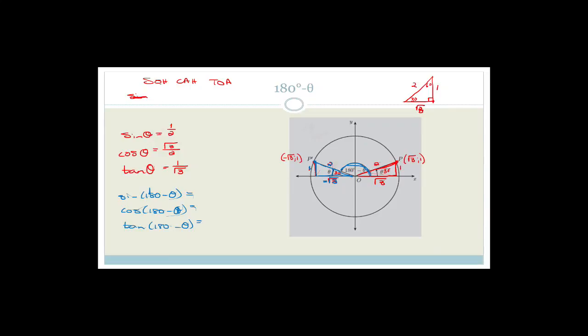So sine is going to be opposite over hypotenuse, it's 1/2. Cos is adjacent over hypotenuse, so it's -√3/2. And tan is going to be opposite over adjacent, so it's -1/√3. Okay, so do you see that we can obviously say that sine theta is the same as sine of 180 minus theta, okay? But that cos theta is equal to minus cos of 180 minus theta, and tan theta is equal to minus tan of 180 minus theta. So the only one it really works for is sine. Sine theta is equal to sine of 180 minus theta. Okay, so that's quite cool, right?